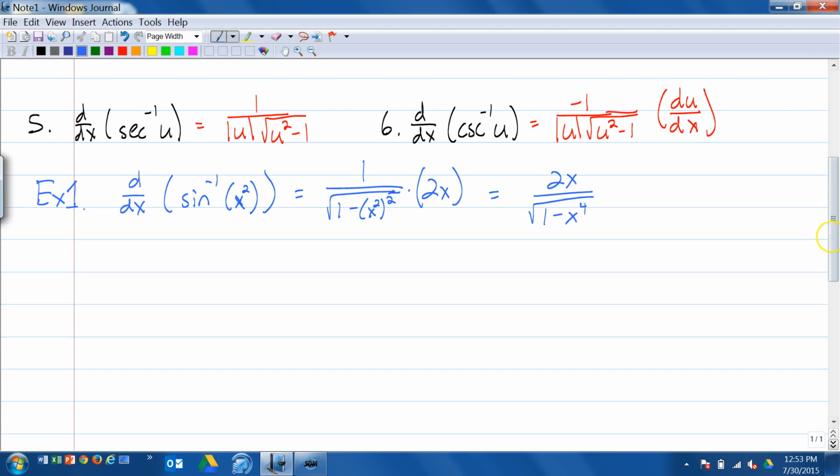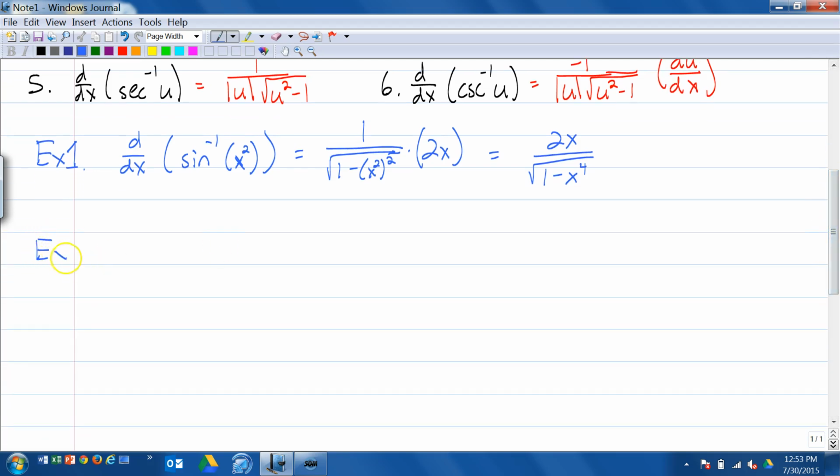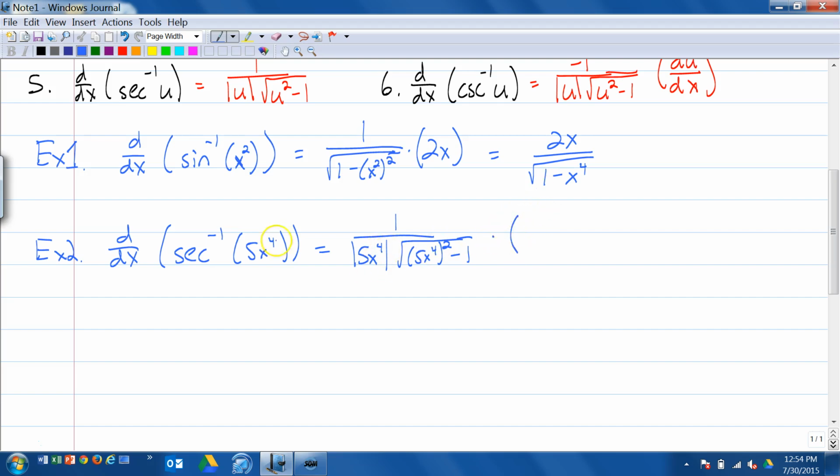Okay, let's try a couple more. We're just going to do the more basic ones for the video so you guys get a handle on it. So I want to know what the derivative is of secant inverse of 5x to the 4th. Okay, so we just plug our u in as 5x to the 4th, so we get 1 over the absolute value of 5x to the 4th times the square root of 5x to the 4th quantity squared minus 1 times the derivative of 5x to the 4th. So the derivative of 5x to the 4th is 20x cubed.